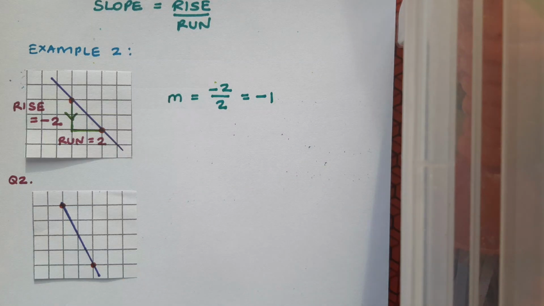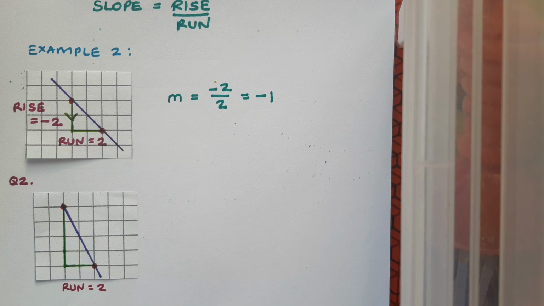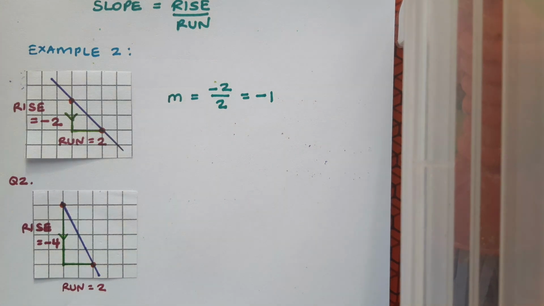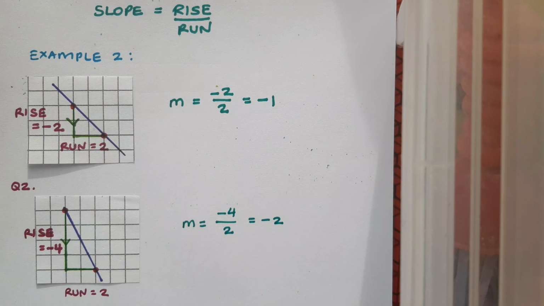Now I'll draw my triangle and I'll note my rise and run. So this time my run is 2, and again remember that the run is always a positive value. And again I've got a line that's sloping down, so I'm dropping down as I move along the line. My rise in this case again is going to be a negative value, and in this case it'll be negative 4. And now I'll fill it into my formula. My slope will be minus 4 over 2, which I can cancel down to minus 2.